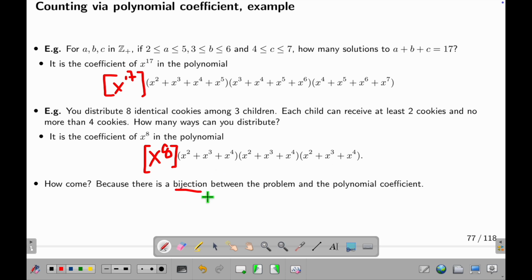And now I'm telling you what the heck this is. This term means the first child gets 2 cookies. This term means the first child gets 3 cookies. This term means the first child gets 4 cookies. In other words, the power of x has something to do with counting. This is the first child, product rule with the second child, product rule with the third child. So multiplying brackets is the product rule in counting. Summation is the sum rule in counting.